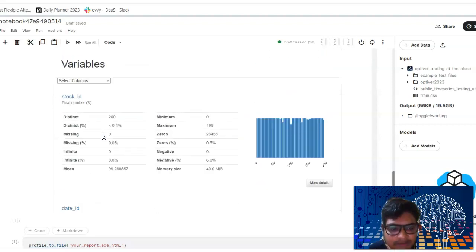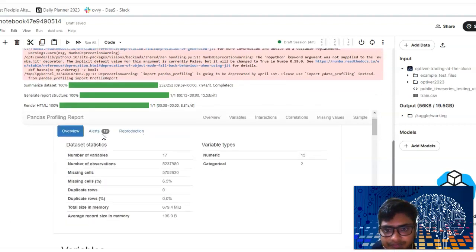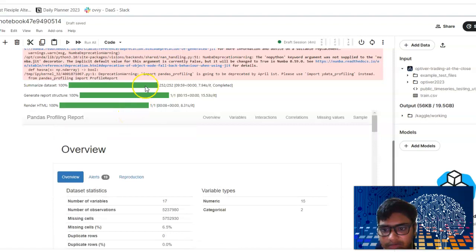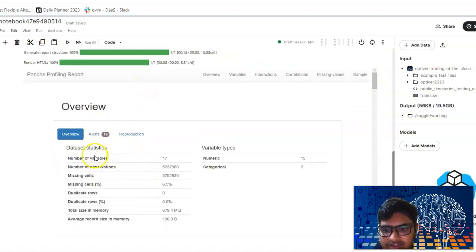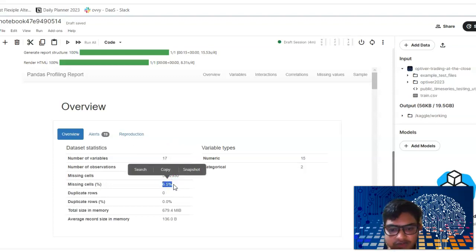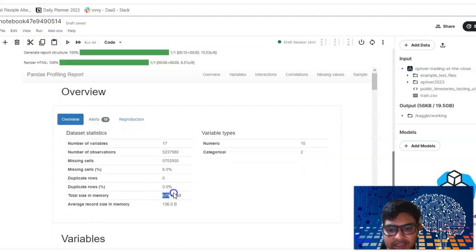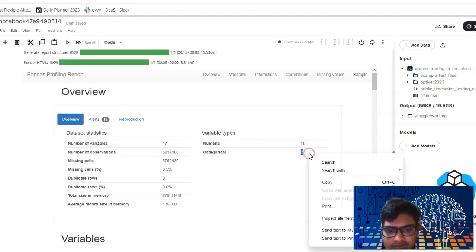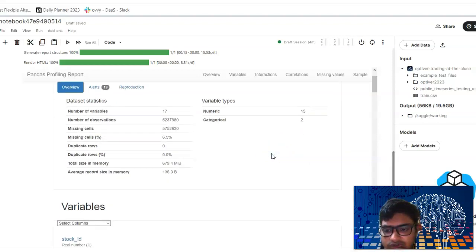Now, pandas profiling is a very extensive overview of the data. As you can see here, there are 17 variables and this many observations, 6.5% missing values, and it is taking around 600 MB of data, and there are 15 numerical and 2 categorical values. Okay, so let us first look at the alerts.